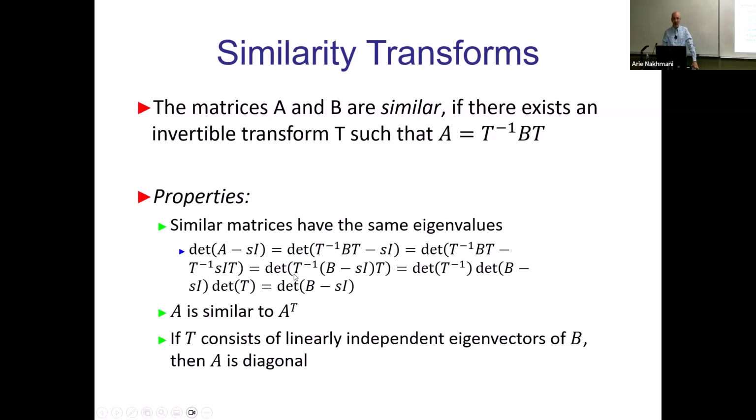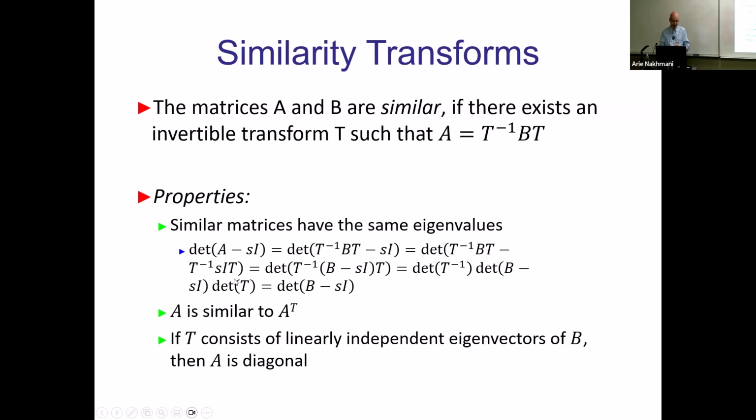But you have a rule for determinants that the determinant of a multiplication is the multiplication of determinants. Again, linear algebra. So if you have the determinant of A times B times C, this is the determinant of A times the determinant of B times the determinant of C. Okay, for square matrices, obviously. So what happens is that you can multiply the determinant of T inverse times the determinant of that matrix, which is B minus SI, times the determinant of T.